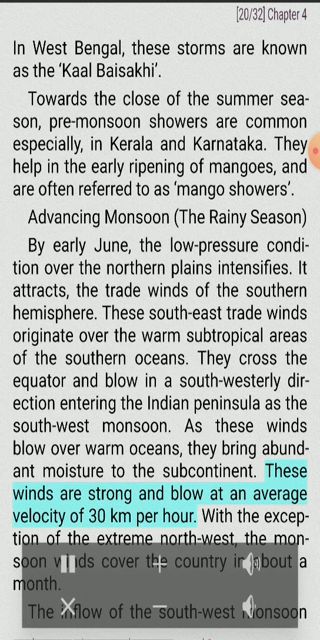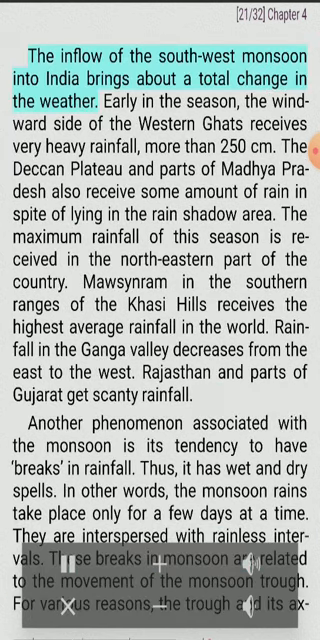These winds are strong and blow at an average velocity of 30 kilometers per hour. With the exception of the extreme northwest, the monsoon winds cover the country in about a month. The inflow of the southwest monsoon into India brings about a total change in the weather. Early in the season, the windward side of the Western Ghats receives very heavy rainfall, more than 250 centimeters. The Deccan Plateau and parts of Madhya Pradesh also receive some amount of rain in spite of lying in the rain shadow area.